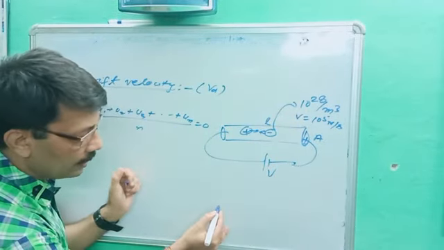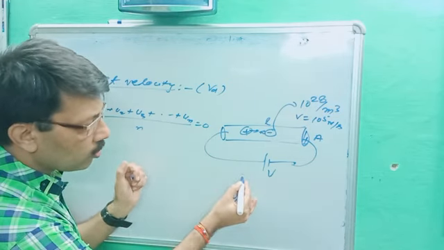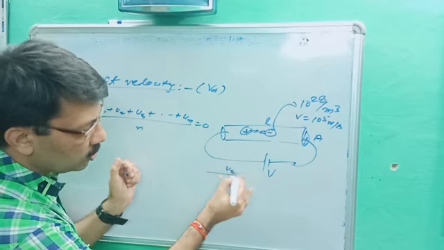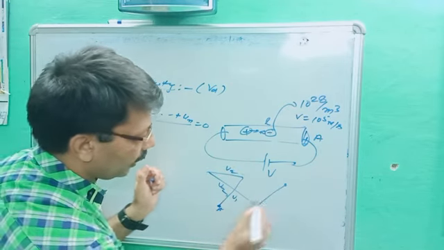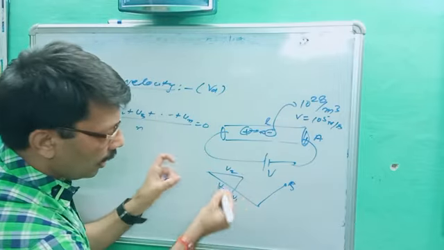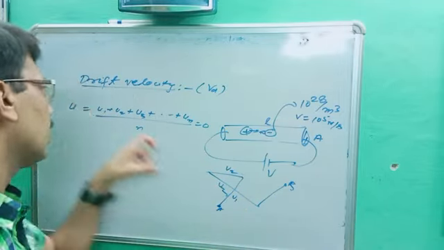Let us suppose the journey of the electron started from here. Let us say the velocity is v1. When it collides, it changes its direction. This velocity is v2. This velocity is what? v3, and it reached from A to B, changing its direction and velocity many times. So what is the average velocity?